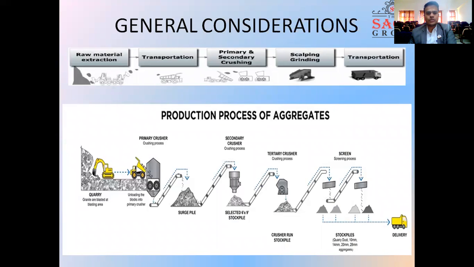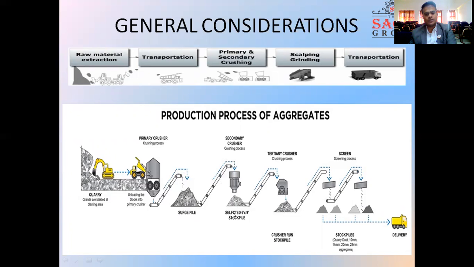It is a general process flow chart which shows that the raw material is extracted and transported by means of trucks to the primary crusher, where the materials are disintegrated into smaller pieces. If there is any material left which has not broken into two or three pieces, then it is sent to the secondary crusher.